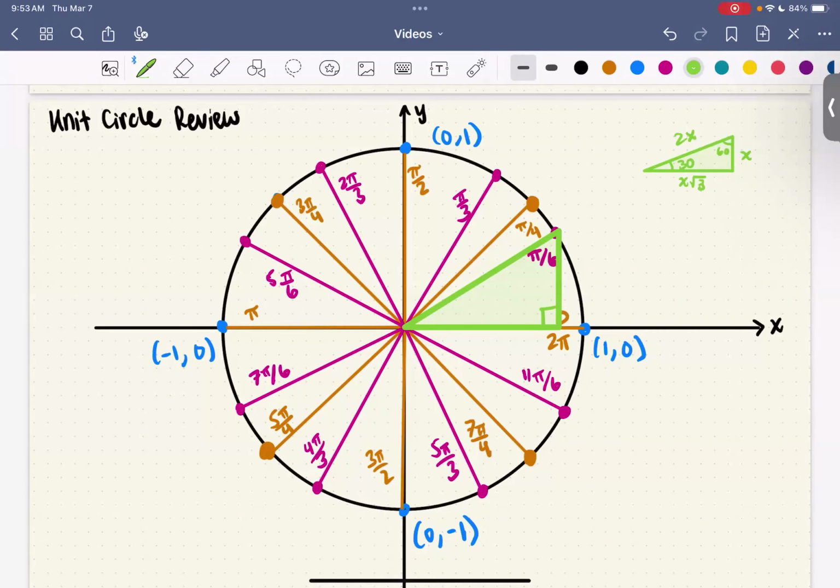Okay. For example, if I told you I have a 30, 60, 90, and the short side has length 3, then you'd know the other side is 3 root 3, and the hypotenuse is 2 times 3, which is 6. Okay.